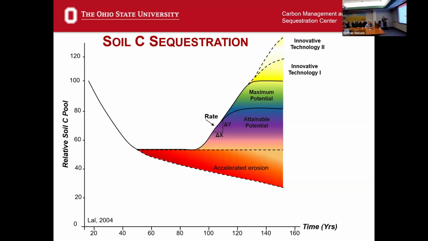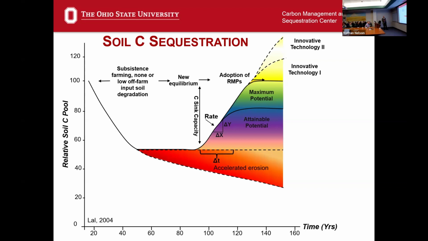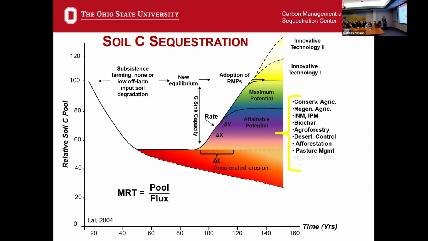Then take a slope of that curve, and that gives you a long-term rate of carbon sequestration. You can determine many other things. You can determine carbon sink capacity. You can determine mean residence time, which is pool over flux. You can specifically identify practices, such as conservation agriculture or regenerative agriculture, integrated nutrient management, integrated pest management, biochar, agroforestry, desertification control, many, many practices, afforestation, pasture management, water harvesting, drip irrigation, which we talked about yesterday, farming system.